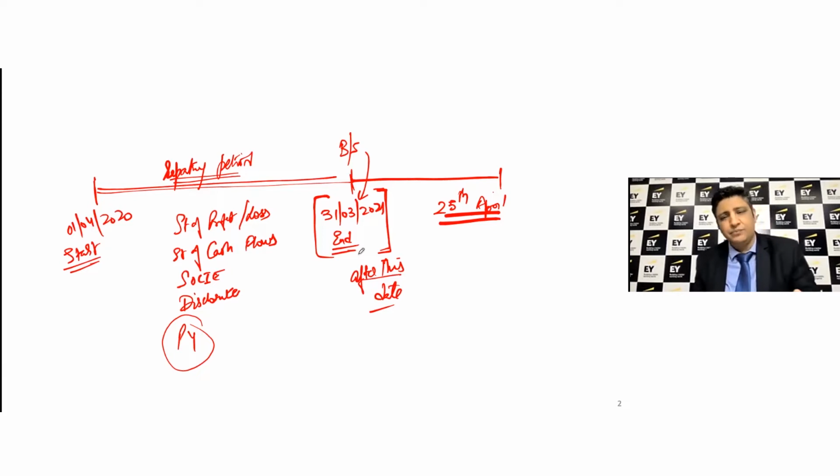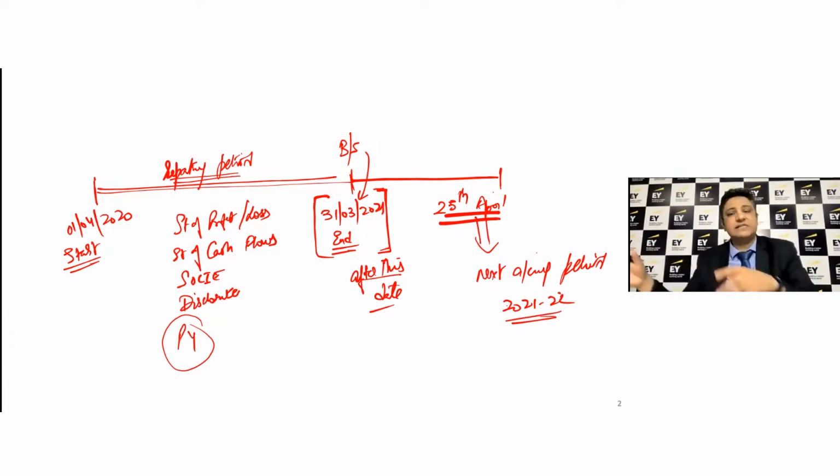Okay, so one argument is that why should I worry? I mean, anything that is happening after my reporting period will be reported in the next accounting period, which is 2021 and 22. It would anyways get reported there. So I should not bother.